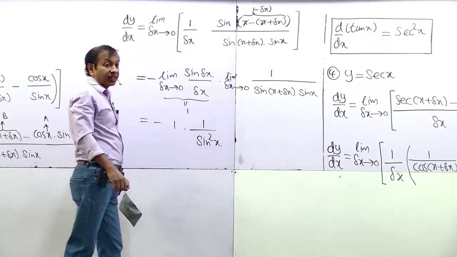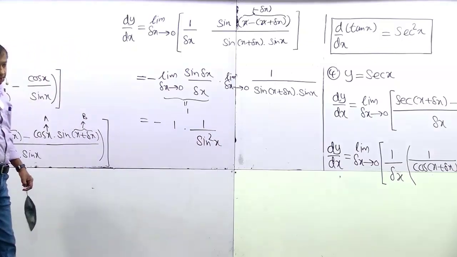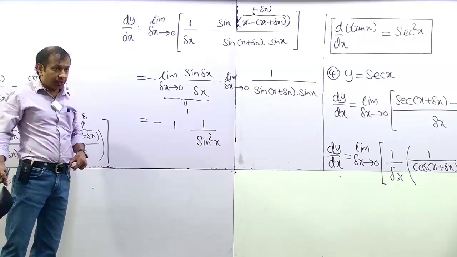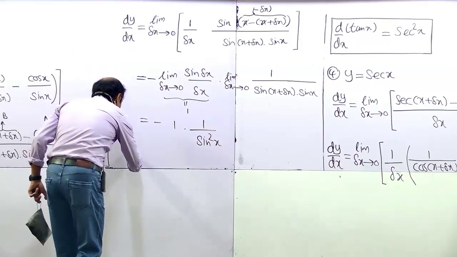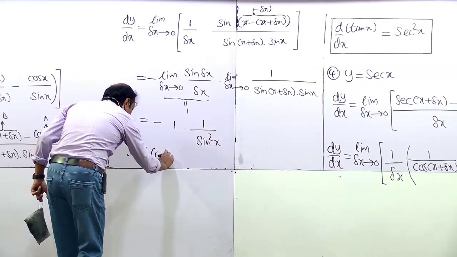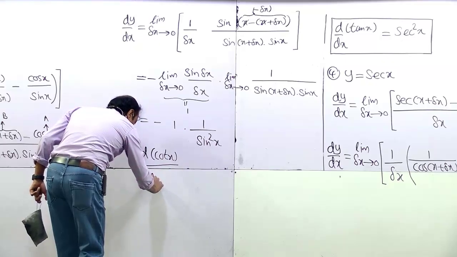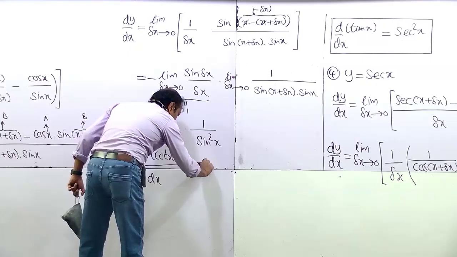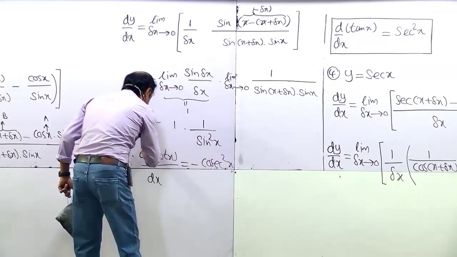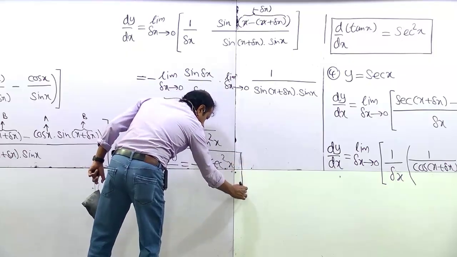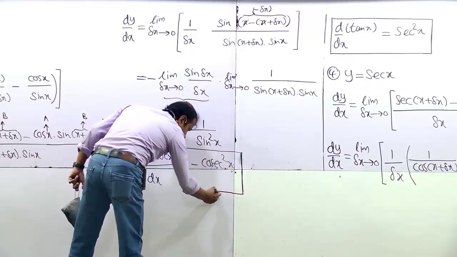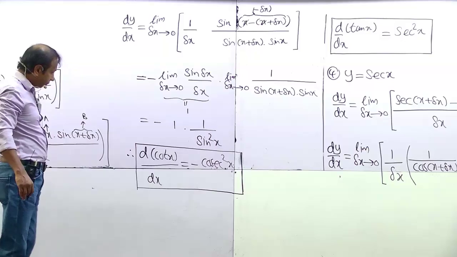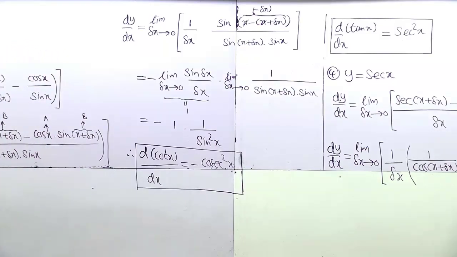You know 1 over sin x is cosec x, sin squared x means cosec squared x. So, we get what? Dy by dx is cosec squared x with minus sign before, minus cosec squared x. That is the derivative of cot x. Right. Therefore, you can write derivative of cot x with respect to x is minus cosec squared x. Right, no? Yes.